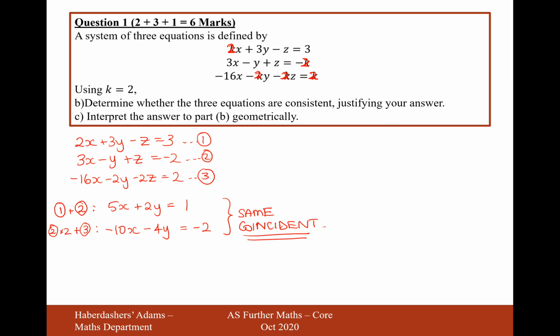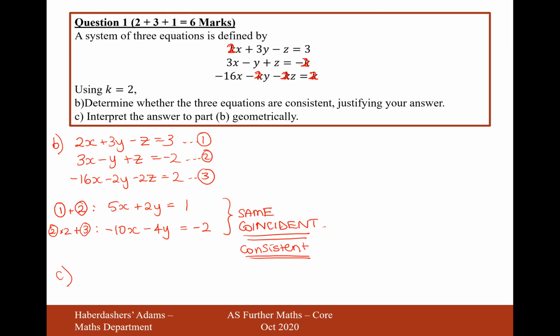Hopefully I've spelt that correctly. Oh, consistent. So coincident and consistent are exactly the same kind of phrases. So there we are, that's the answer to part B.